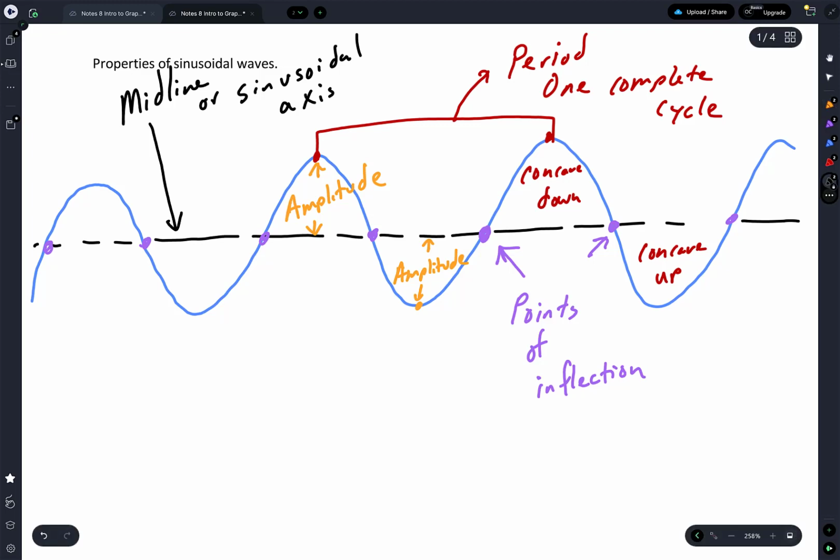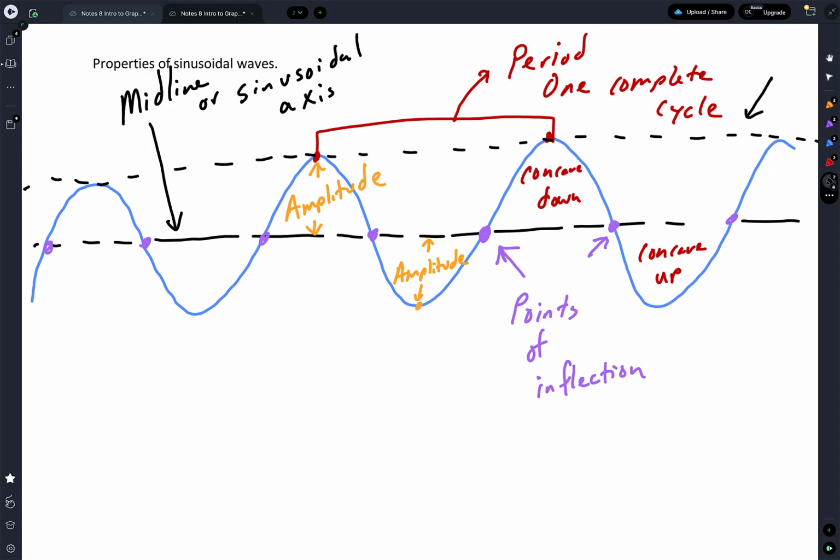I have maximums and minimums. Sorry about the sound effects. That line is a max line. You do not go higher than that line. And that line is your min line. You do not go lower than that line. Let's see. It pretty much covered everything except frequency.